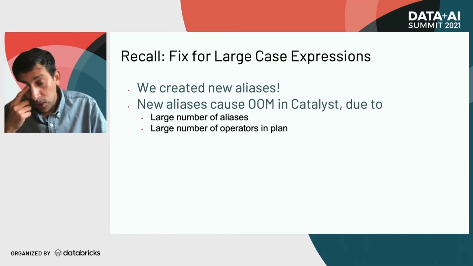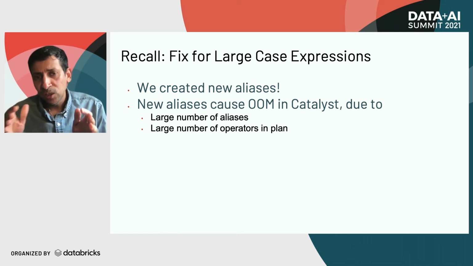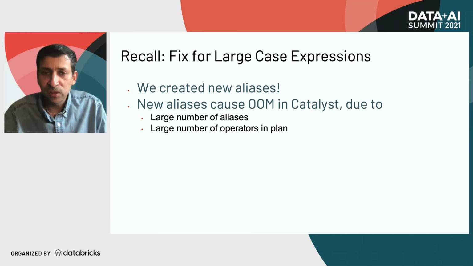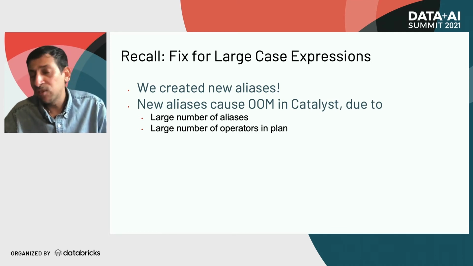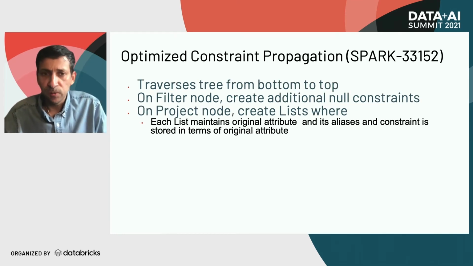So given that the number of constraints increases drastically as the number of aliases increases, if we look at the fix for large case expression where we introduced a lot of aliases, this causes an explosive mix in terms of Catalyst optimization. The number of constraints can result in OOM or can take inordinately huge time. So what is the solution?